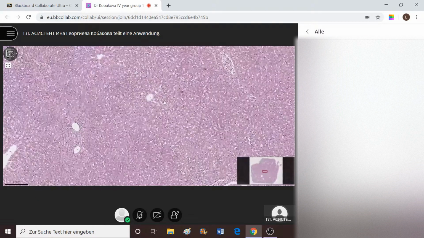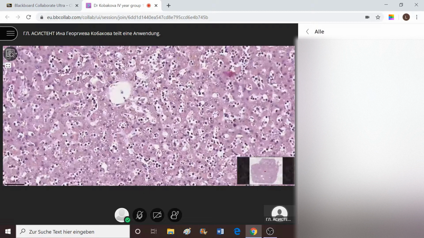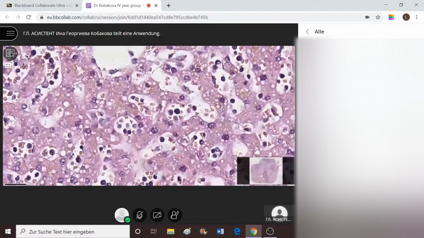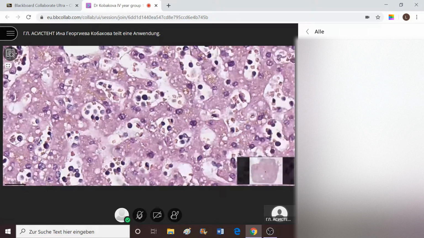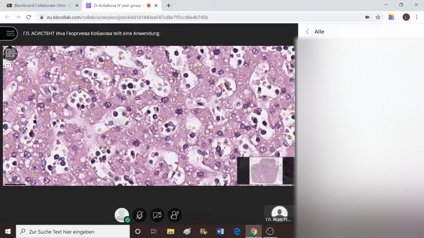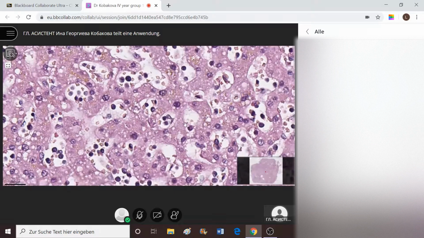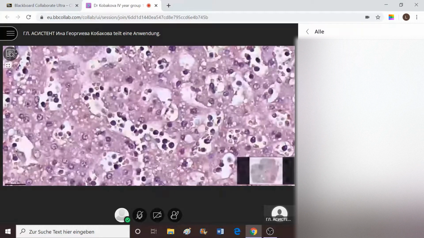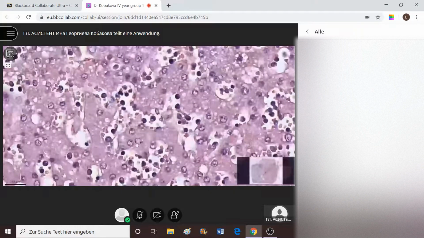What do you see here? First, stasis of bile or cholestasis. Some perinuclearly positioned lipofuscin pigments, which are normal. Some bubbles inside the hepatocytes, which suggest to me that there might be liver steatosis.